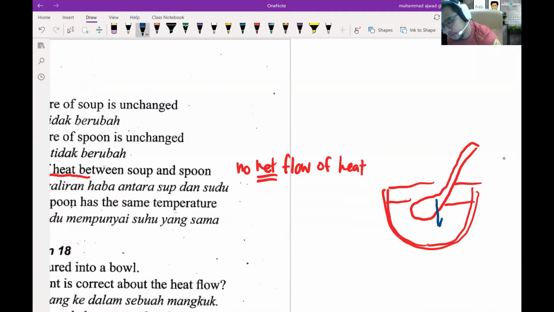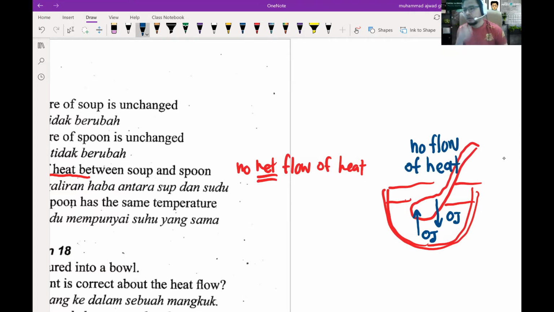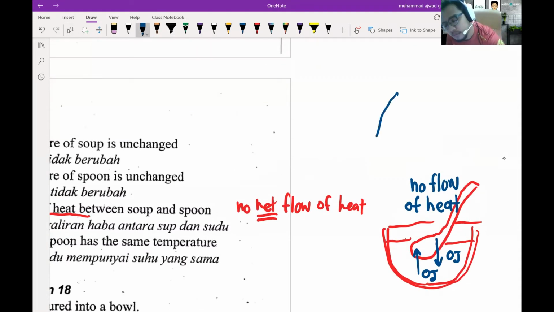Sudu ni transfer kosong joule. Sup ni transfer pergi sudu kosong joule. Ini baru maksudnya no flow of heat. Okay. Different. No net flow. No net flow maksudnya macam ni.